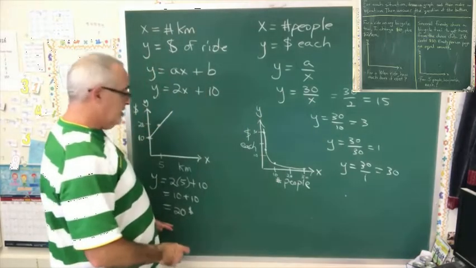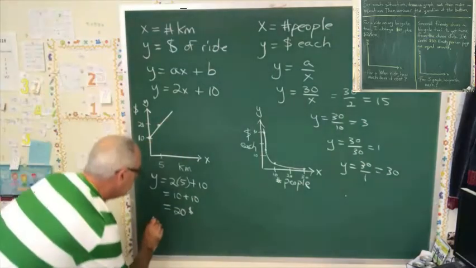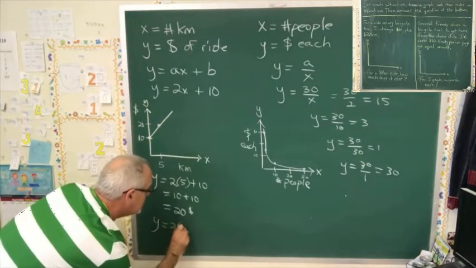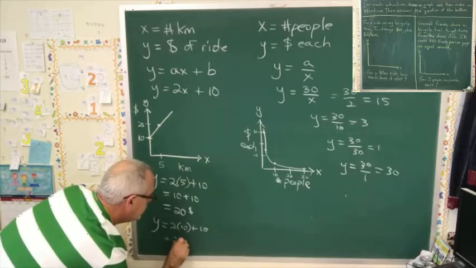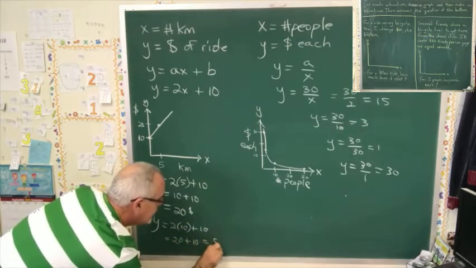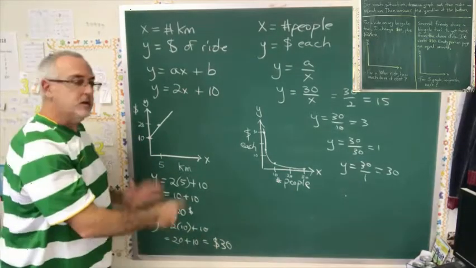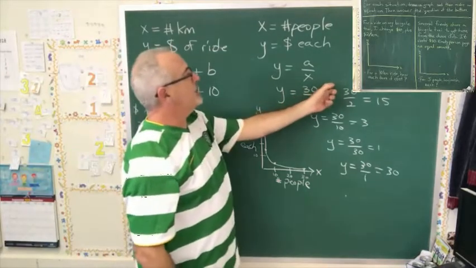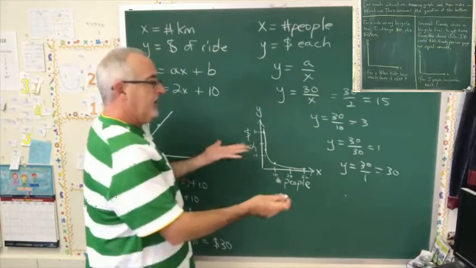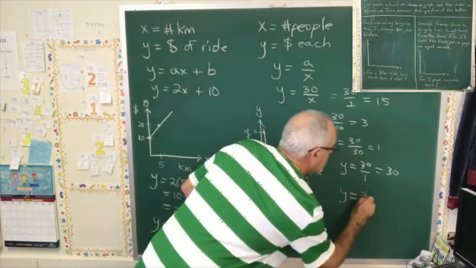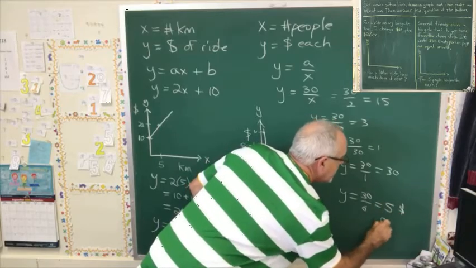Let's plug in the values that we were asked to plug in. For the first one, we have a 10-kilometer ride, so we have y equals 2 times 10 plus 10, which is 20 plus 10, which is $30. Oh, that's interesting. The $30, that's the answer to the first function's question, is the $30 that gave us the second function. And for the second function, if there are 6 people, y equals 30 divided by 6 equals $5 each.